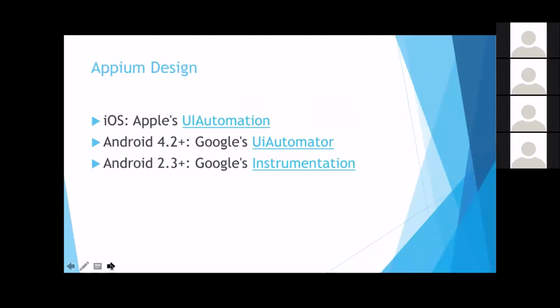Coming to Appium design, how Appium works on different frameworks. In iOS, it's using Apple's UI Automation. Again, it's an extension of the same principle that you shouldn't be reinventing the wheel. Apple has already invented UI Automation. Google has already invented UI Automator. Google has already developed the instrumentation part. So using these three on iOS and Android, Appium is going forward. It's not creating anything new. And as it's using iOS native and Google's native tools, it's really very easy to implement.